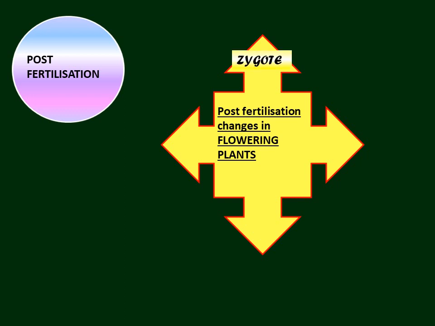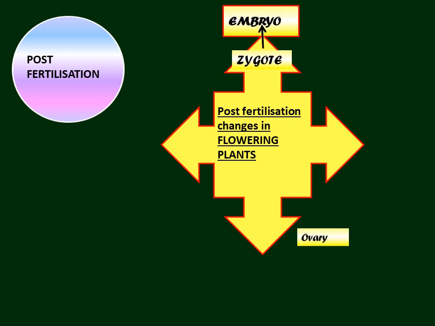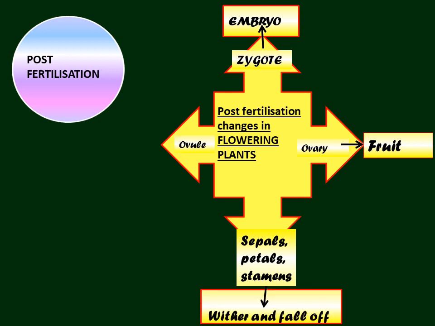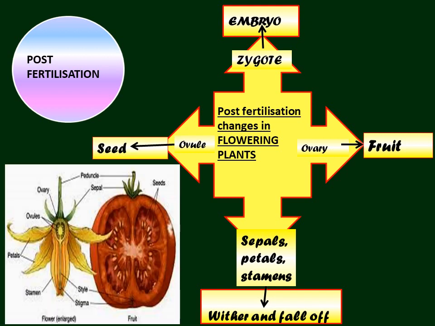Post-fertilization changes in flowering plants. After fertilization, the zygote in flowering plants becomes embryo. Ovary becomes fruit. The sepals, petals, and stamens mostly wither and fall. However, there are some fruits where the sepals are retained. Ovule becomes seed. So you can see in the figure, this is the flower of a tomato.